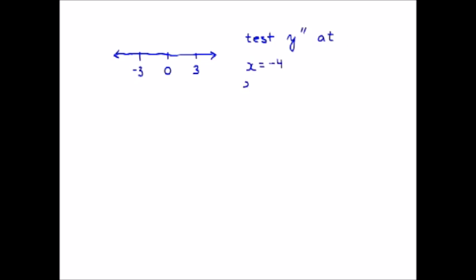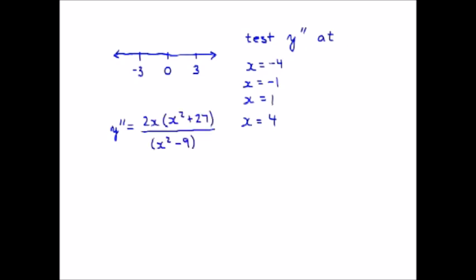So we're going to test y double prime, second derivative, at these particular x values. x equals negative 4, x equals negative 1, x equals 1, and x equals 4. If you can't remember, y double prime in this case is equal to 2x times x squared plus 27, all divided by x squared minus 9, which is all cubed. So I substitute in my x values into my second derivative.